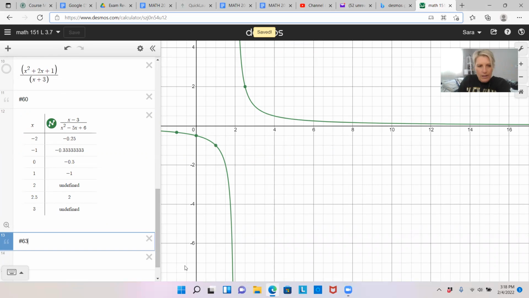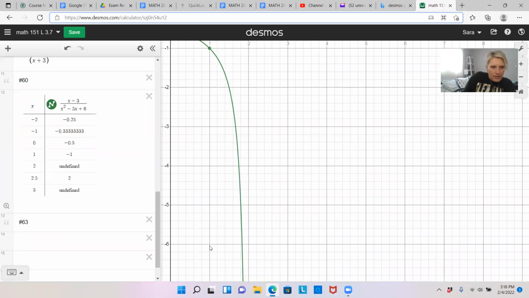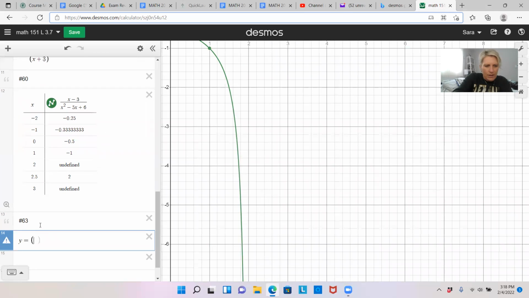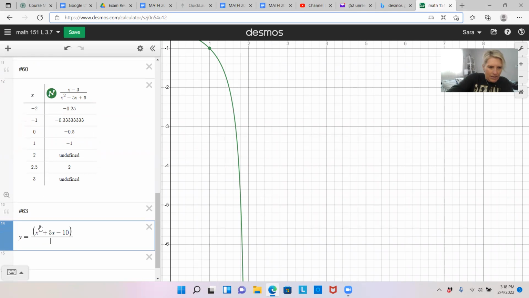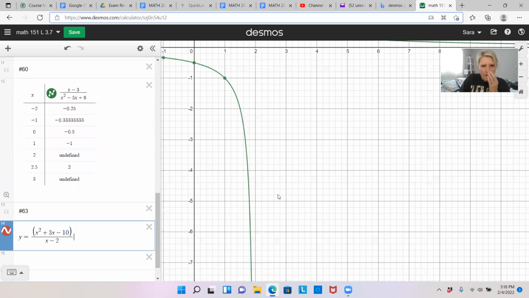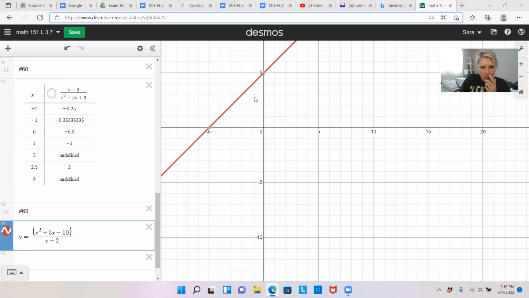Okay, let's look at number 63. I'm going to go ahead and put the graph in right here just because we're already here in Desmos. Whoopsie. 1 equals x squared and okay, let's just come back and look at that here in a minute.